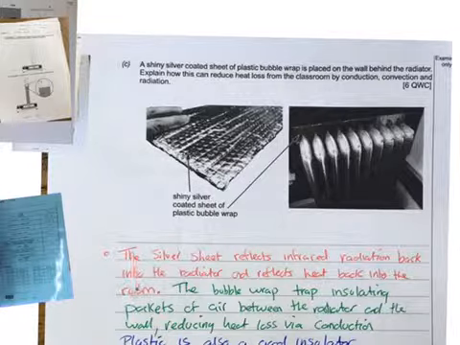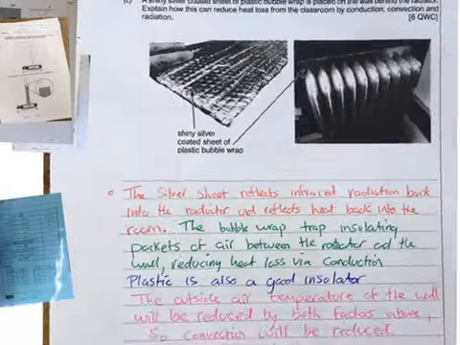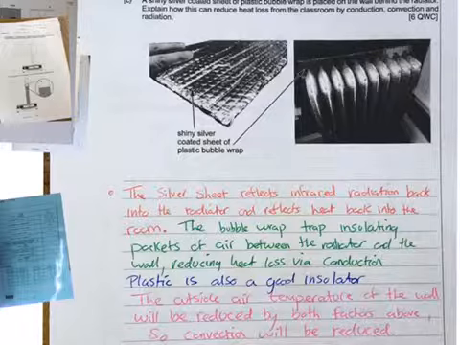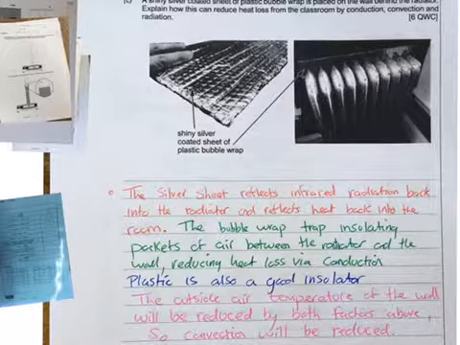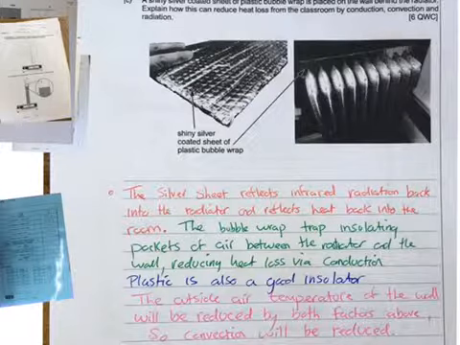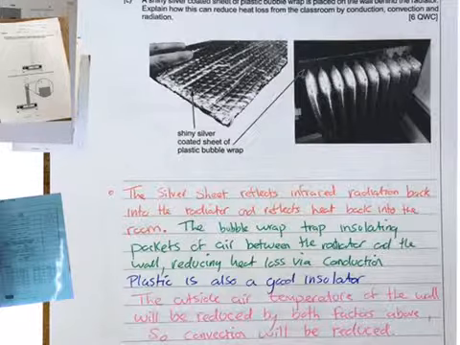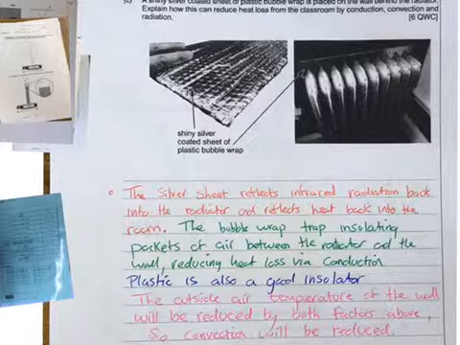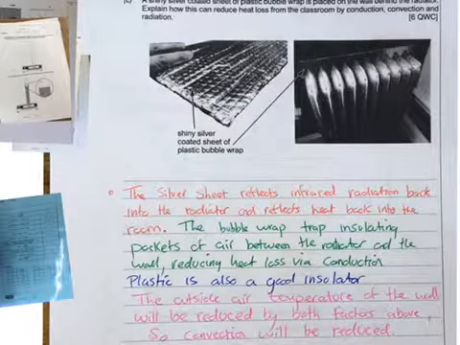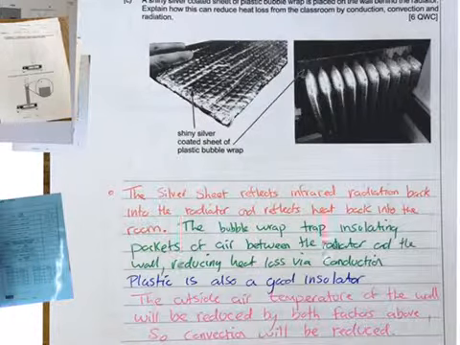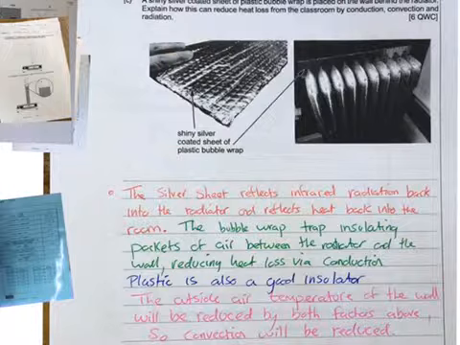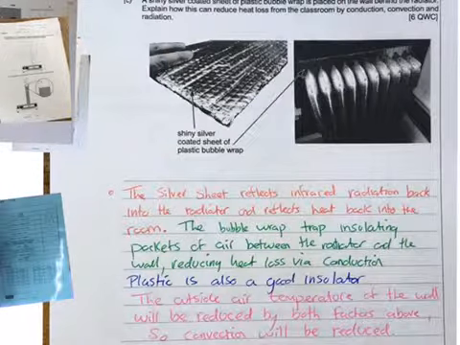Well, I've said the silver sheet is going to reflect infrared. Do you remember infrared from the EM spectrum? Just below visible light. It's going to reflect infrared radiation back into the radiator. There's usually a thermostat, so when the radiator becomes cooler, it'll kick in again. But if heat is being reflected back in, then it doesn't require the radiator to be heated so much. And it's also going to kick some heat back into the room because it's shiny.